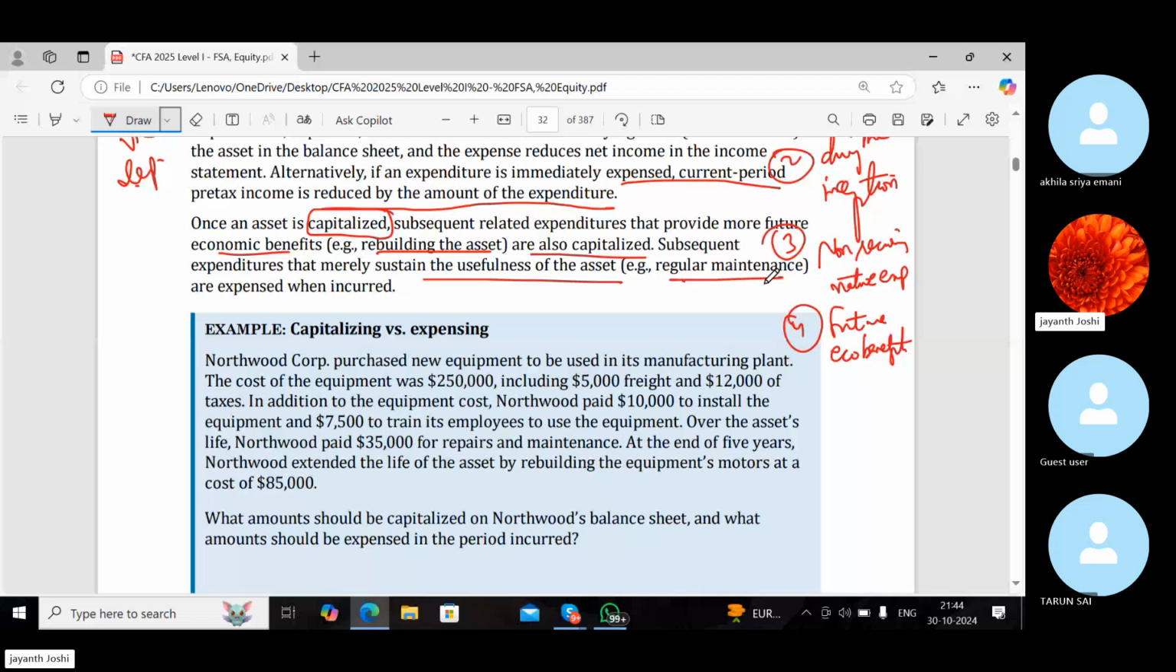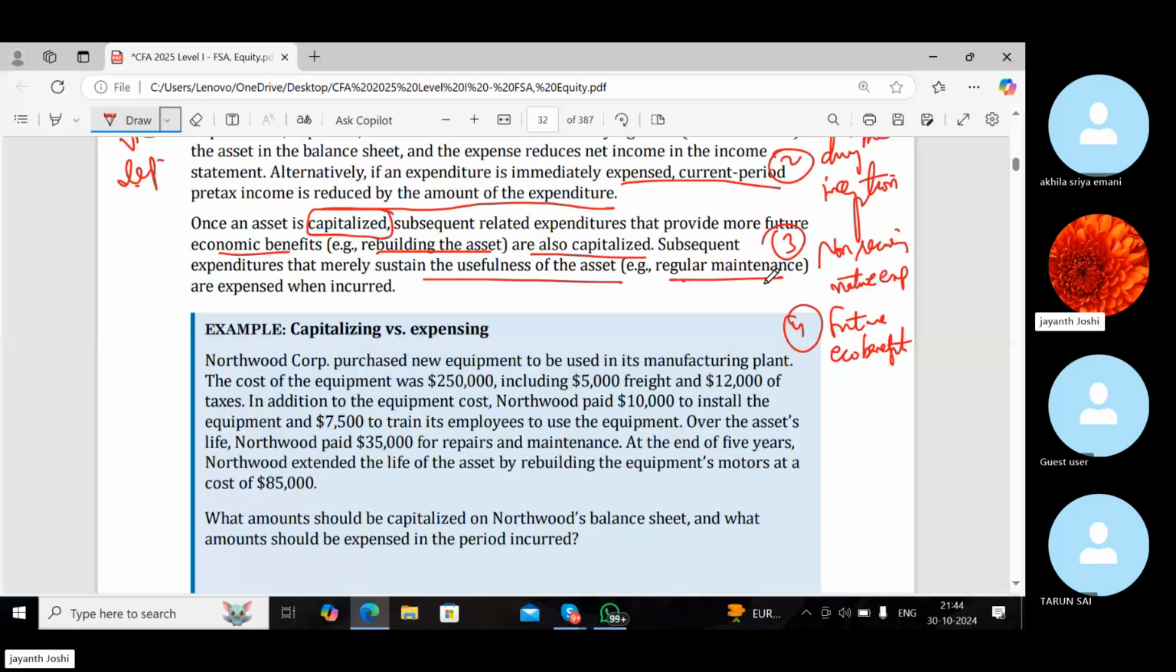See, I'm purchasing a manufacturing plant. It will give me economic benefits. I will add all those expenses, which will be very important for me to bring that asset to my factory premise. Will I add it? Yes. That will be again my asset. Okay. Asset cost and installation, yes, I will add.